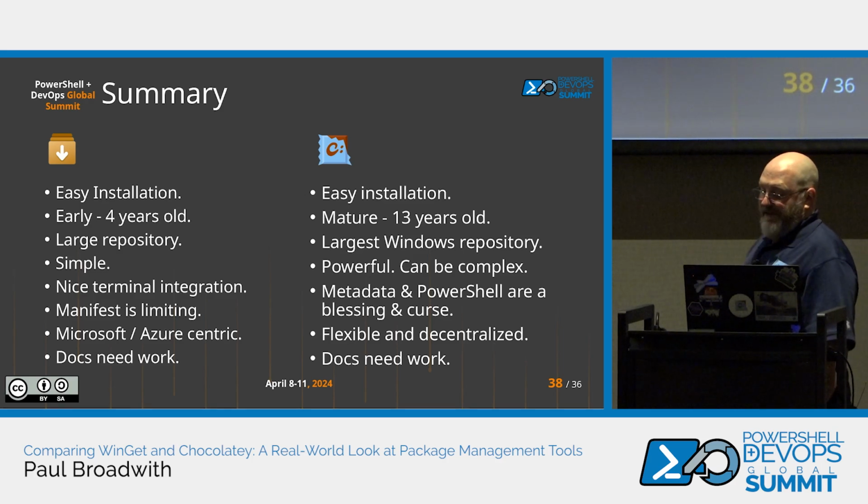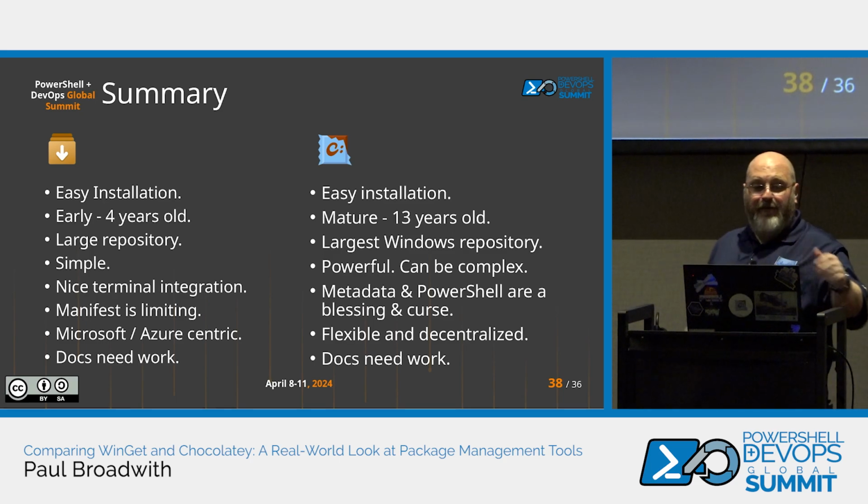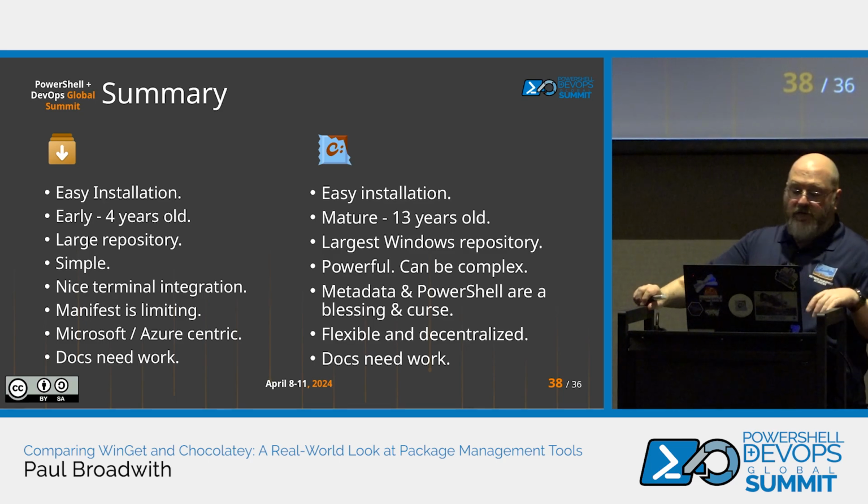So the summary, and I've got 3 minutes left, so I can slow down now. WinGet: easy installation. It's early, it's only 4 years old, but it's come a long way. You've got a Microsoft team working on it, a large Microsoft team, well, I think it's a large Microsoft team. It's simple. As I mentioned about the question-based approach, it's quite simple. I really like that. It's got a large repository.